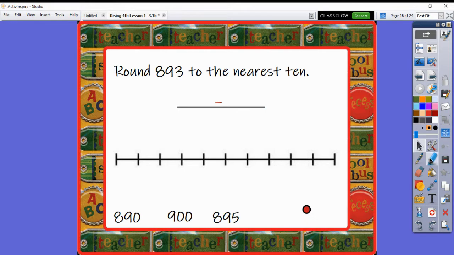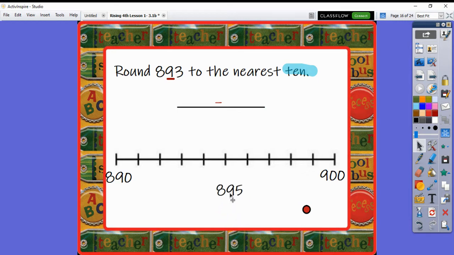All right, I'm rounding to the nearest 10. I know that my 9 is in the tens place, and the value of that in this number would be 90, specifically 890. When I'm counting by tens, I would go up to the next 100, which would be 900. I know half of 10 is 5, and so halfway between would be 895. And I know that 893 would be 891, 892, 893. So what is it closest to? It is closest to 890.